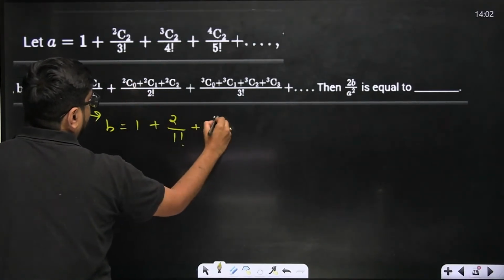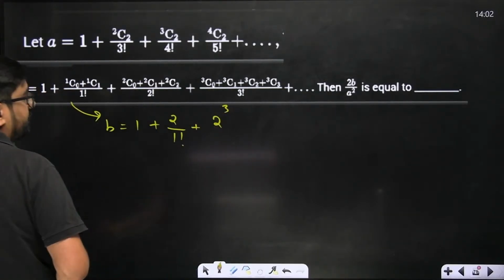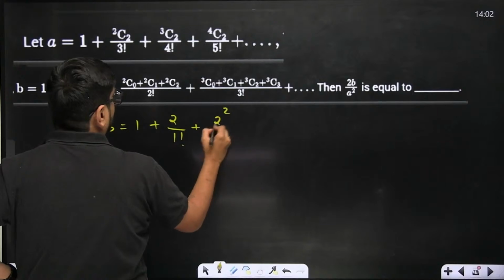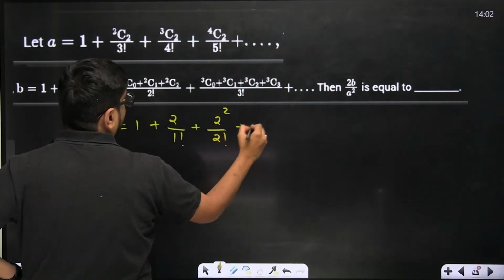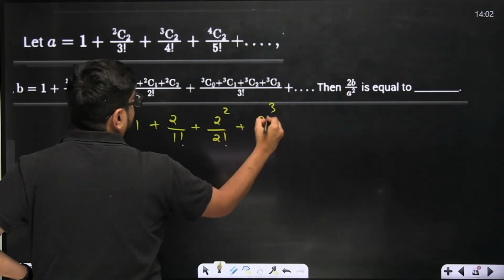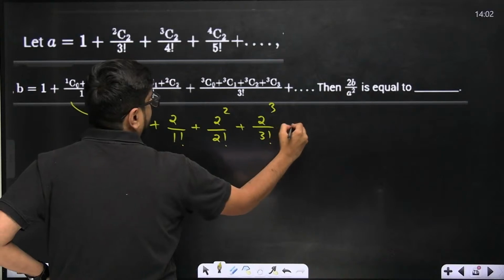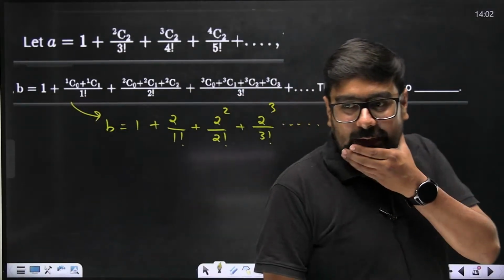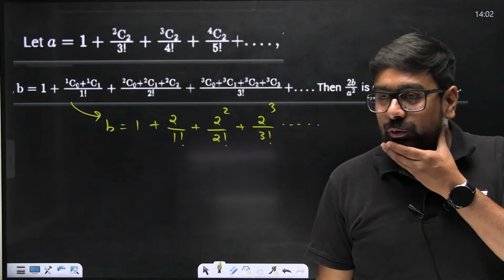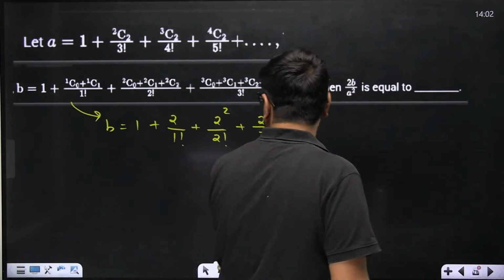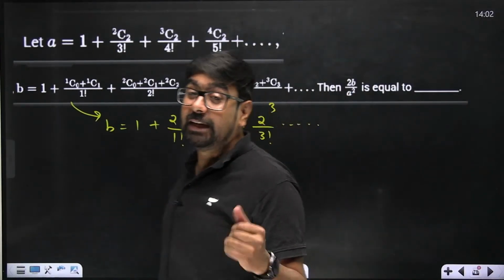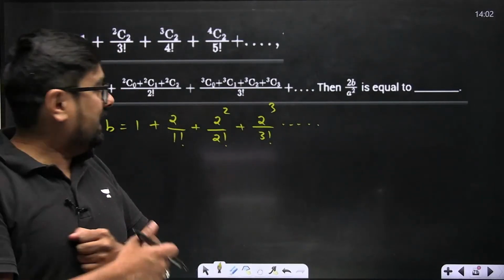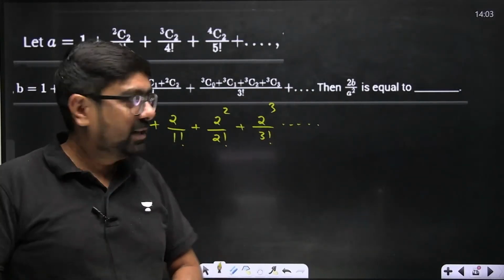This is 2 to the power 3. 3 terms are there. 2 to the power 2, sorry, 2 to the power 2 divided by 2 factorial. This is 2 to the power 3 divided by 3 factorial. And it keeps going on like this. This is our B. So it looks like the expansion of e to the power 2. Not factorial, e to the power 2 expansion. Right? E square expansion will be like this, no?